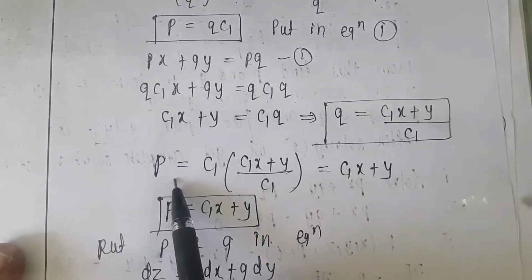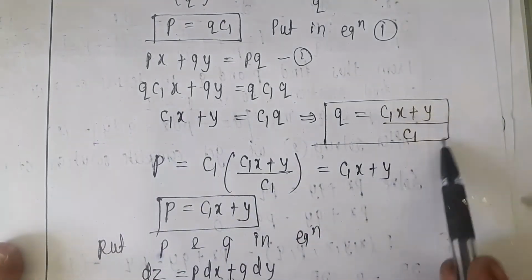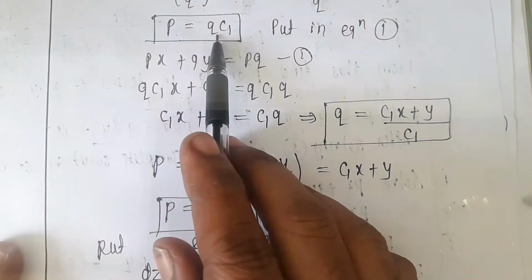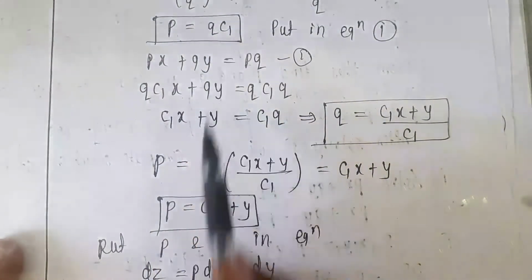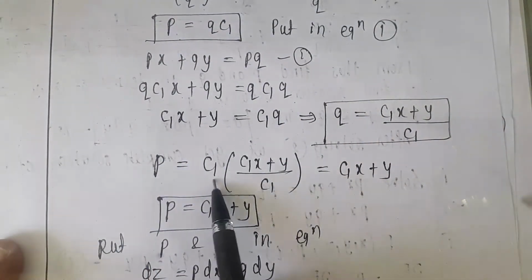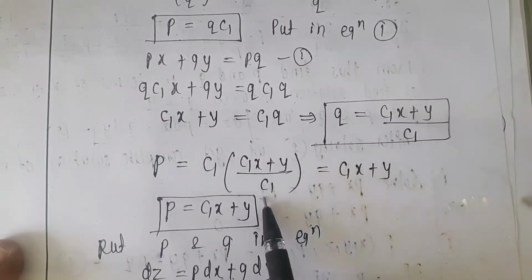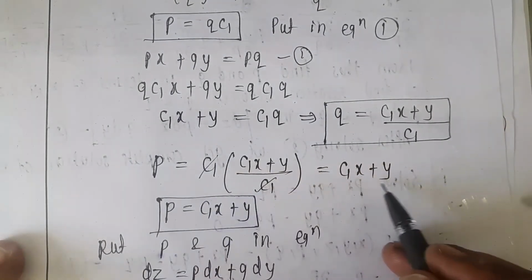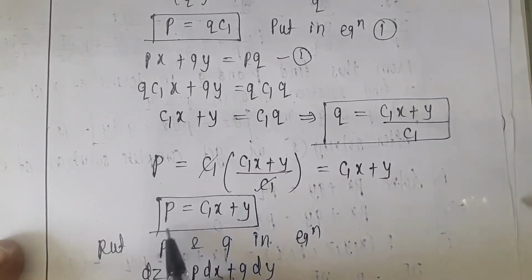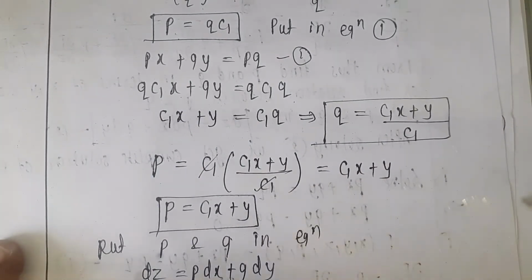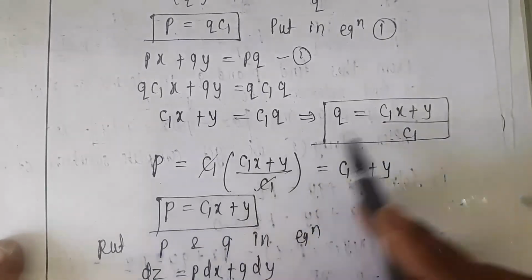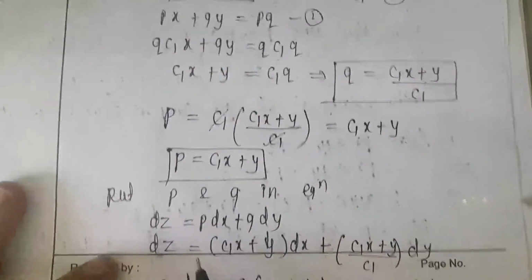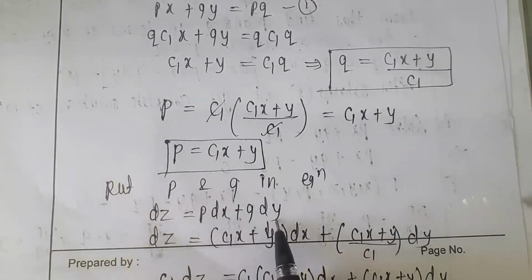Once we get q in terms of x and y, we substitute in this equation. So p is equal to c1 multiplied by (c1x plus y) divided by c1. So c1 will get cancelled out and the remaining is c1x plus y. So the p value is c1x plus y. Now we got the values of both p and q. So use the equation dz is equal to p dx plus q dy.